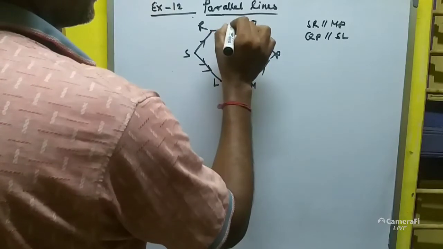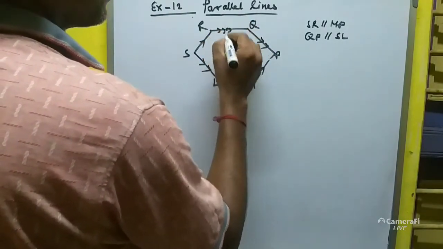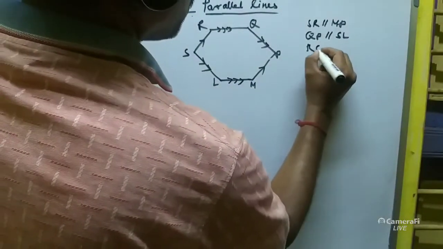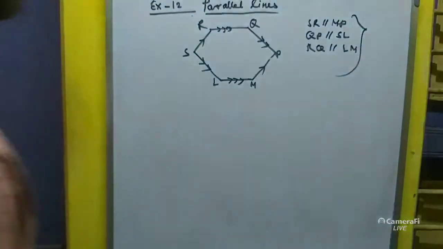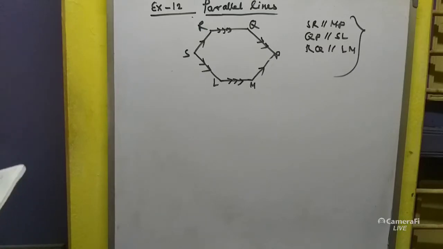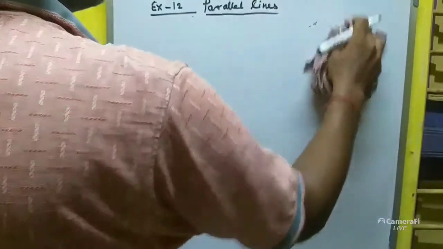This line is parallel to this line. So RQ is parallel to LM. So in this way you can get the idea. Very easy math. You can do it. Next one.